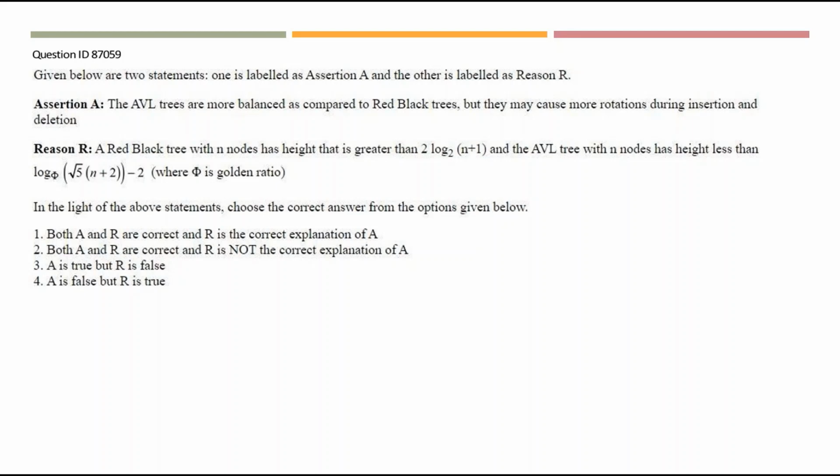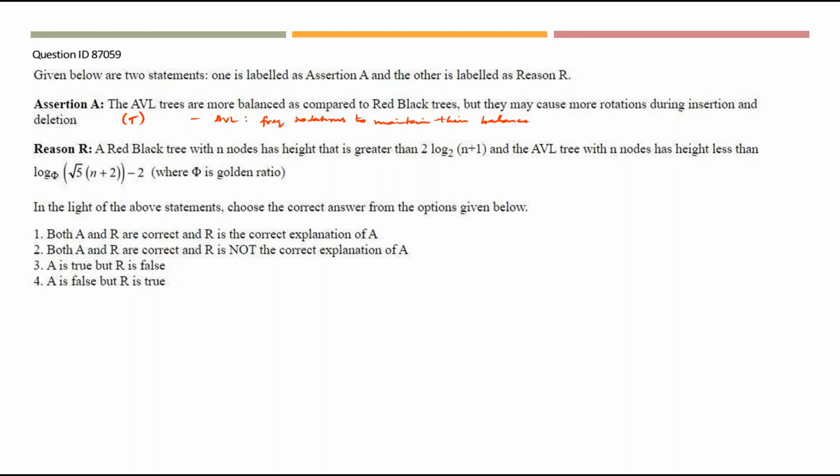The AVL trees are more balanced as compared to red black trees, but they may cause more rotations during insertion and deletion. This is a true statement. The heights of AVL trees as well as red black trees are generally the same, but AVL trees require frequent rotations to maintain their balance. Because of that, they say they are more balanced. Okay, the statement is true.